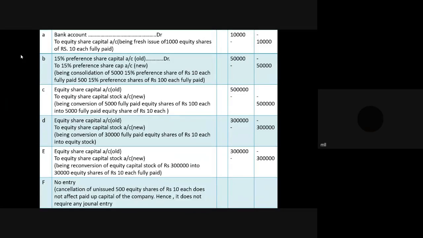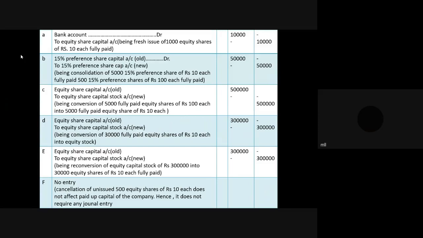Then the first entry. Here the company has made a fresh issue of 1,000 equity shares of rupees 10 each fully paid. That is the given question. Pass the journal entry: bank account debit rupees 10,000 to equity share capital account rupees 10,000. The narration being fresh issue of 1,000 equity shares of rupees 10 each fully paid.